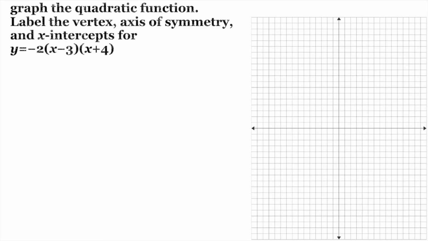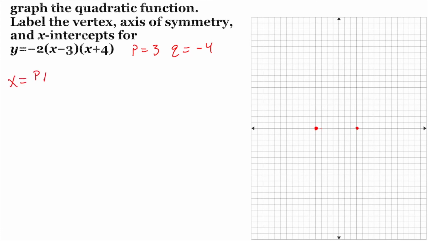Alright, let's take a look at one more example. Here I want you to graph y is equal to negative 2 times the quantity x minus 3 times x plus 4. So p is equal to 3, q is equal to negative 4, which means that my intercepts are at the point 3, just about there, and negative 4, right about there. Now I need to calculate the axis of symmetry.